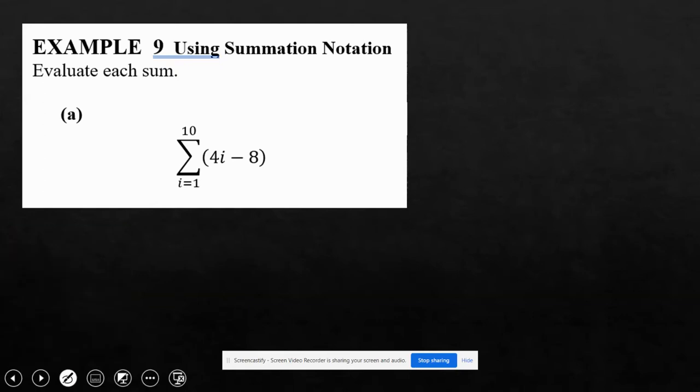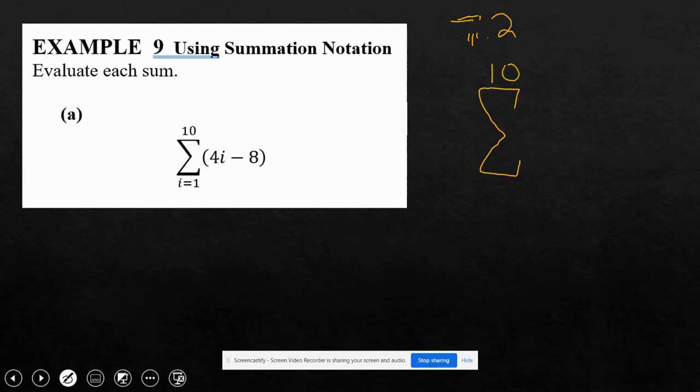Welcome back, everybody. We are finishing up section 7.2 today, and this time we're talking about summation notation. So let's look a little bit at the summation notation itself.